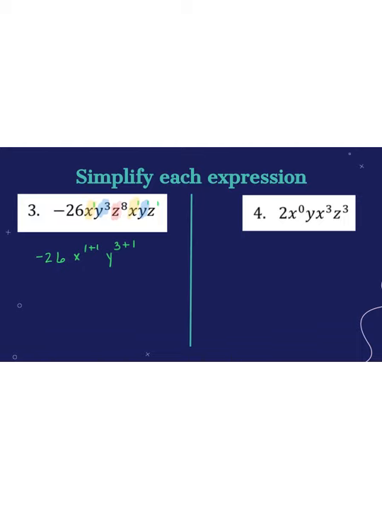I'm going to look at my z's. I have z to the 8 and z to the first. So I have z to the 8 plus the first. Okay, so now I go through and condense that. So I have negative 26, x, 1 plus 1 is 2, y, 3 plus 1 is 4, and z, 8 plus 1 is 9.